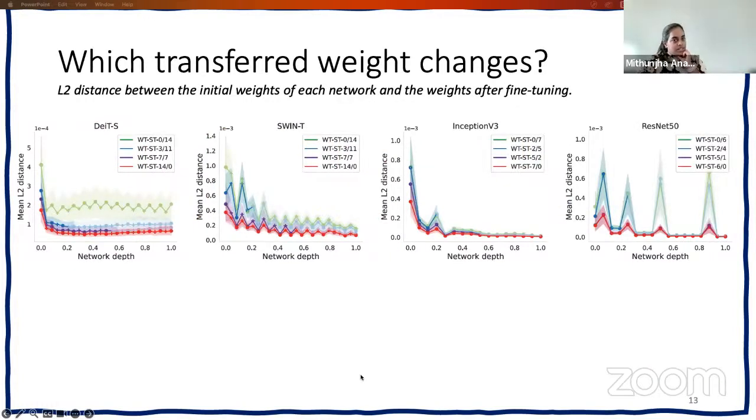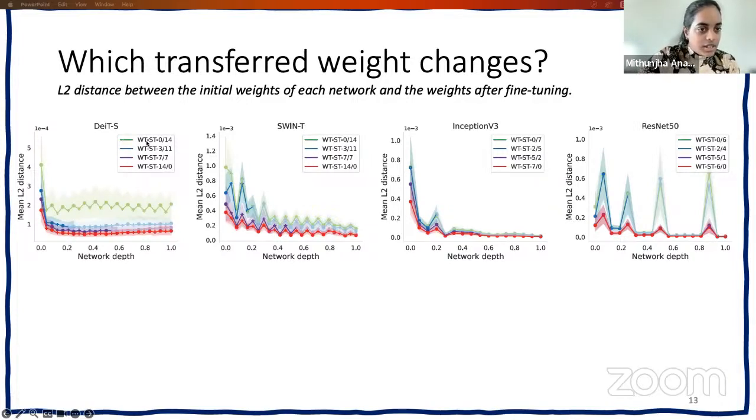So in this slide, we'll see which transferred weights change. In the previous slide, we saw the features, and in this slide, we'll see the weights. They are computing an L2 distance between the initial weights of the network and the weights after fine tuning. There are 4 columns, one for each model: DEIT, swing transformer, inception, and ResNet. Here the y-axis is the mean L2 distance and the x-axis is the network depth. Here you can see 4 colors, going from green to red.